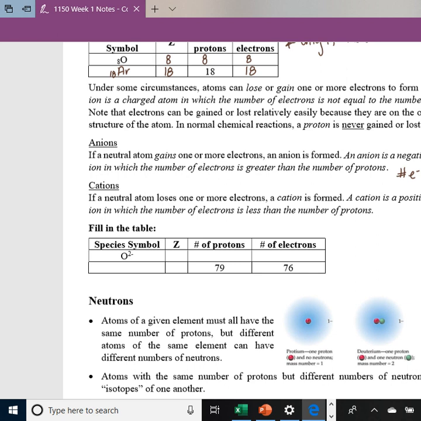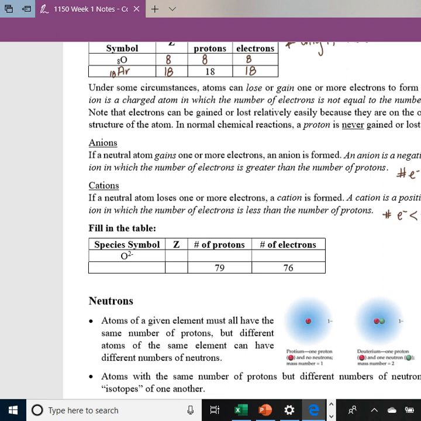On the flip side, if a neutral atom loses one or more electrons, a cation is formed. A cation is a positively charged ion in which the number of electrons is less than the number of protons. So in this case, our number of electrons is less than our number of protons. So fill in the table.